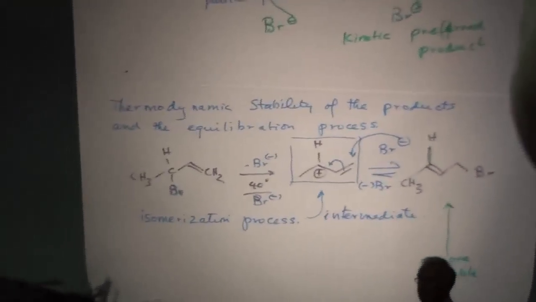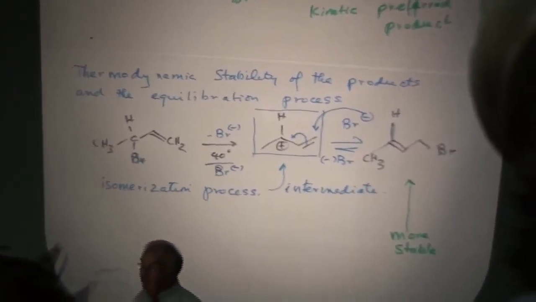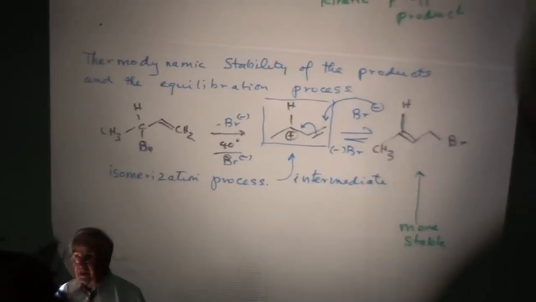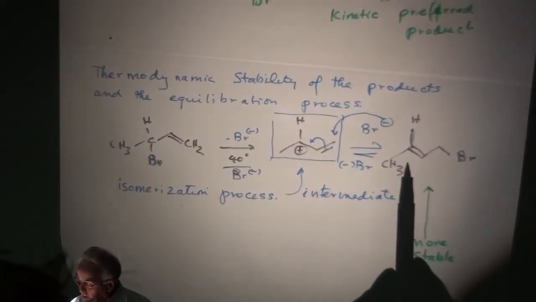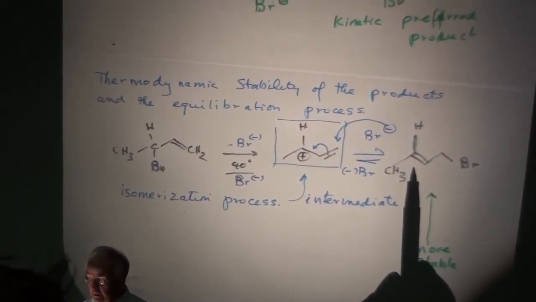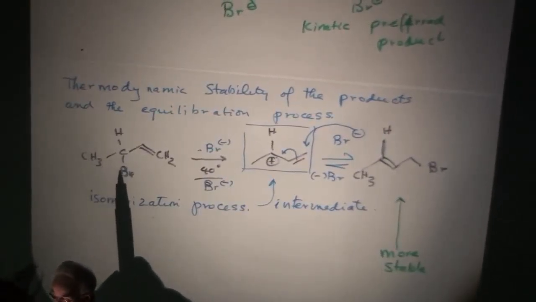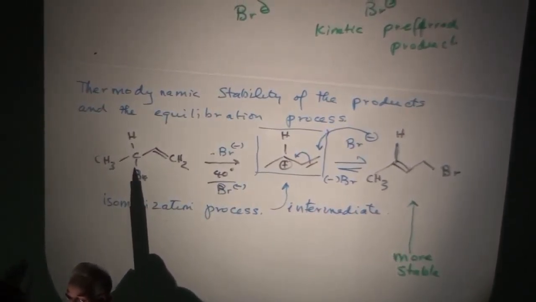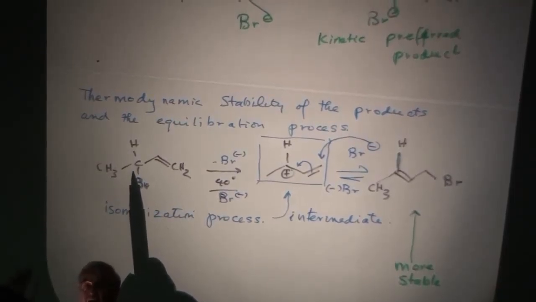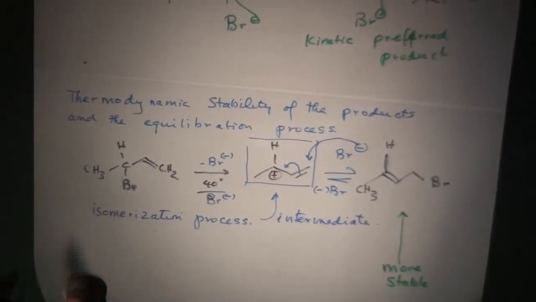Both of them suggest, or at least allow us to feel comfortable, that the thermodynamic product has the most substituted double bond. The kinetic product, the nucleophile, likes the carbon which is the most highly substituted. Okay?